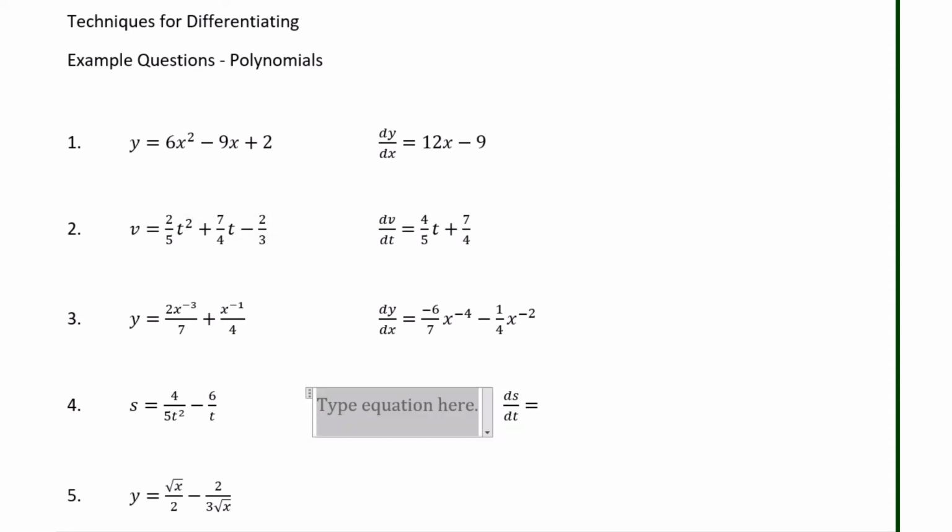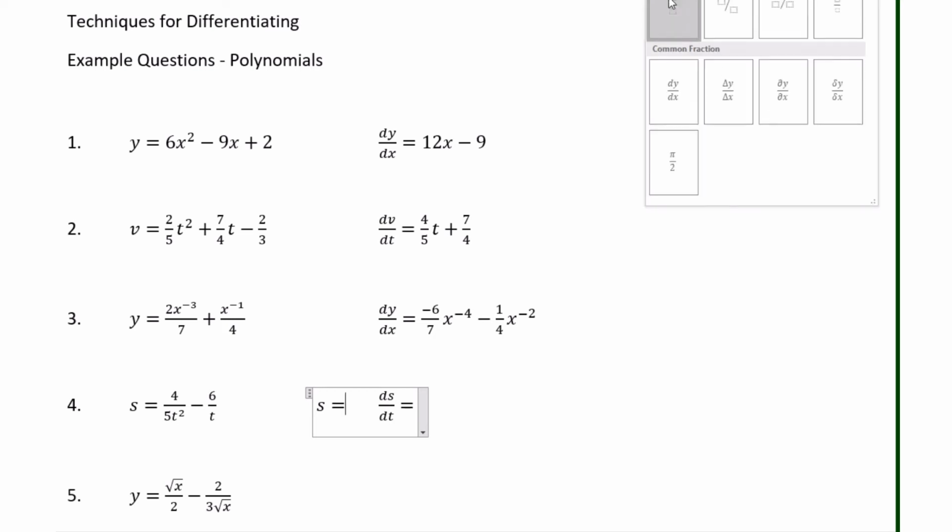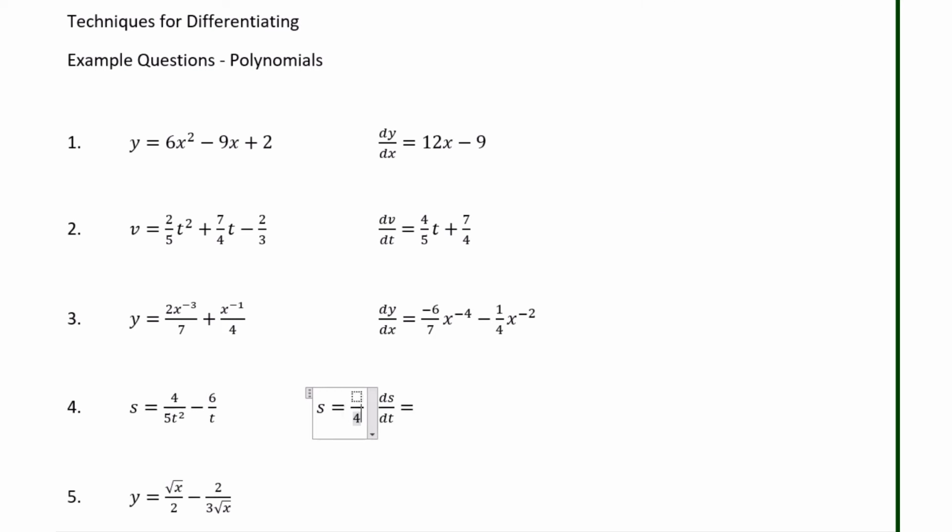So if you rewrite the question, it becomes s equals, now we're moving the variable from the bottom to the top, and that changes the sign of the power. So instead of being 4 over 5t squared, it's going to become 4t, sorry, over 5. The 5 stays where it is, the 4 stays where it is, but the t squared goes onto the top as a negative power. So it's t to the minus 2, and that's how you rewrite that first term.